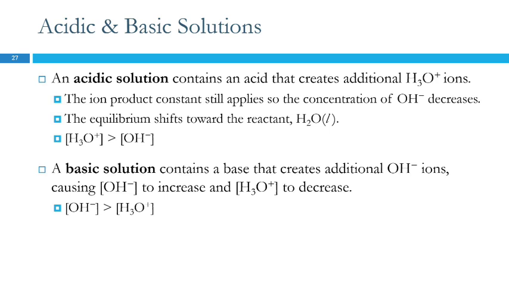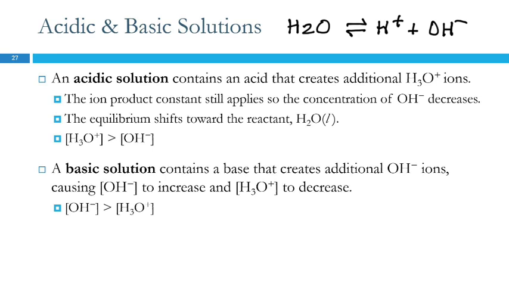So we can talk about acidic and basic solutions. An acidic solution is one that an acid has been added to. You add the acid, that creates extra H3O plus ions. A basic solution has a base added that creates extra hydroxide ions. So what happens here? That was an equilibrium, right? H2O in equilibrium with H plus and OH minus.